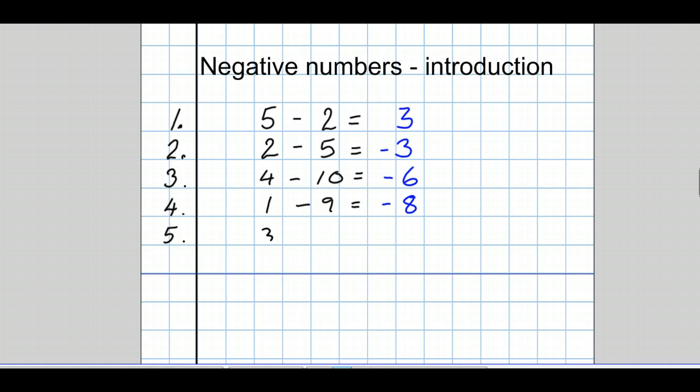Question 5. 3 take away 7. First, think in your head, what's 7 take away 3? It's 4. But you're taking away more than you have, so the answer is going to be minus 4.